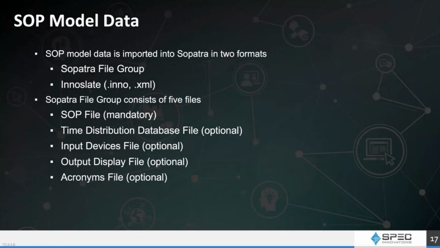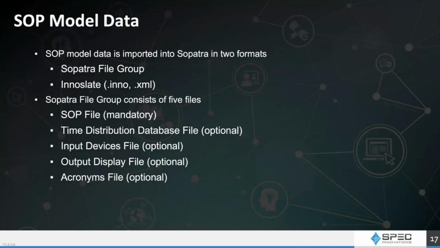So the SOP model data. I mentioned that we have different formats of information. There's a Sopatra file group, it's available, and then InnoSlate itself. So you can bring stuff in from InnoSlate and then use it. We have some special classes of information. I don't know if I have a slide that gets into that in detail, but those boxes are not just the usual actions that we have in the action diagram. It's a procedure. So it actually has some special attributes and relationships in it as well.